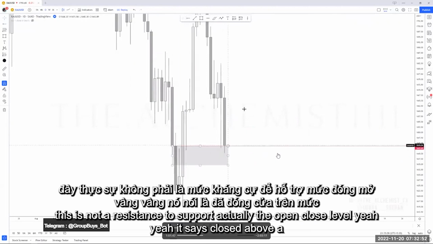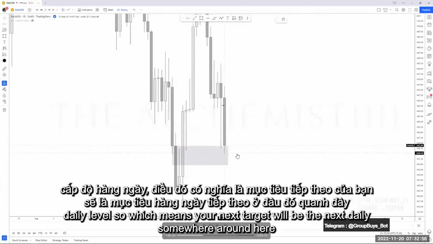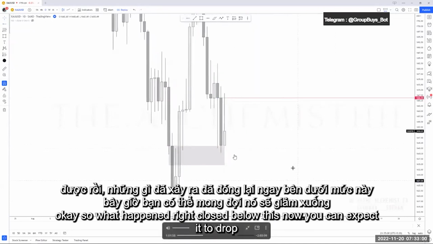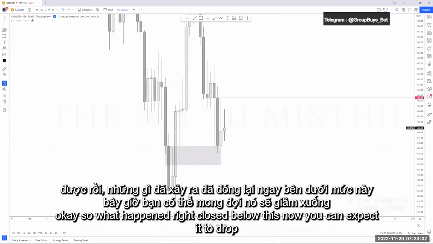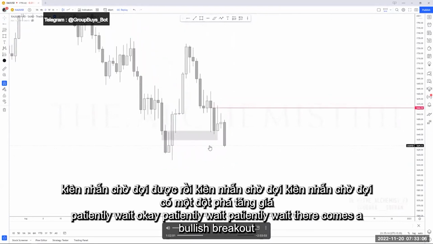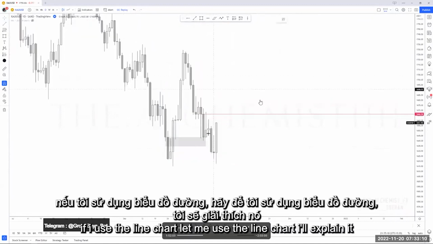Price has closed above a daily level, which means your next target will be the next daily resistance somewhere around here. So what happened? There it goes. Closed below this, now you can expect it to drop. Patiently wait. There comes a bullish breakout.